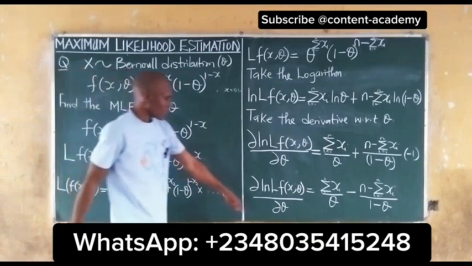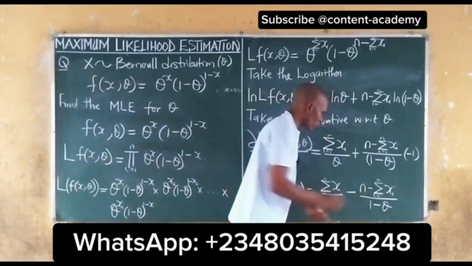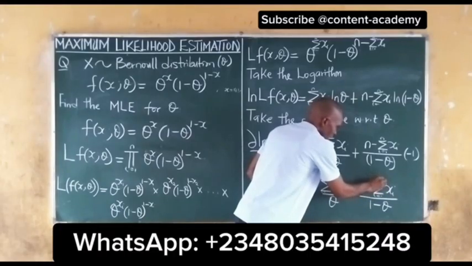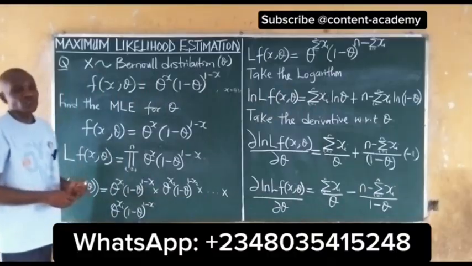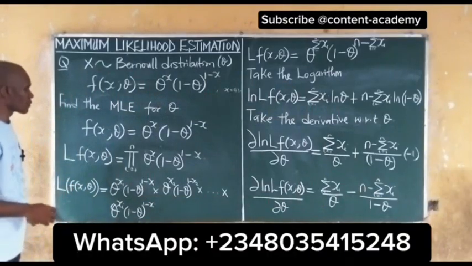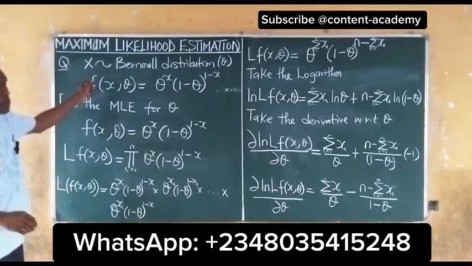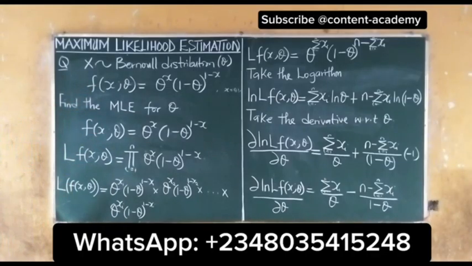So we equate the whole of this to 0 as one of the rules for finding the maximum likelihood of any distribution. So for me to do that, we move over to this side of the board.